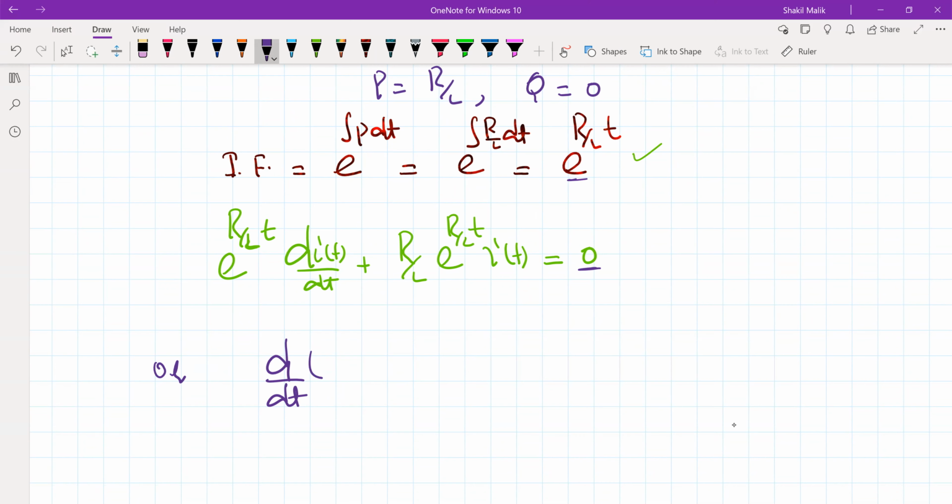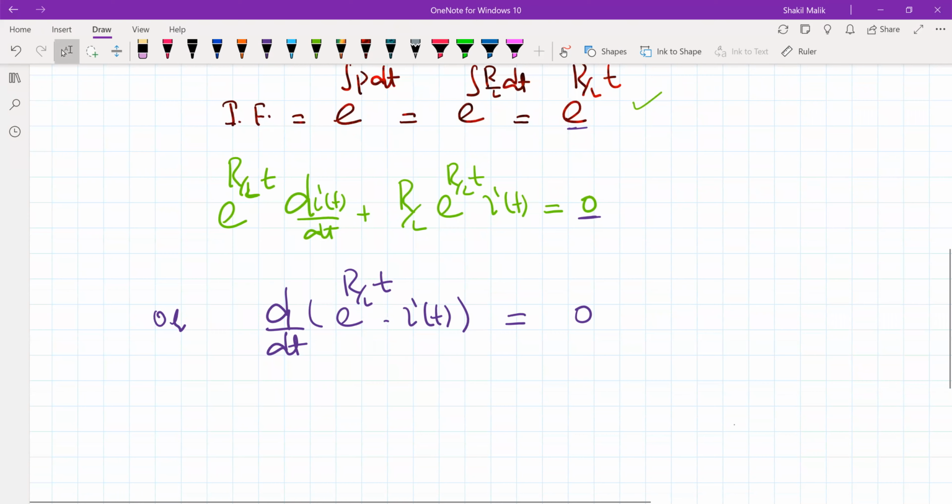So the left-hand side we can write as d by dt of e to the power of R by L t I of t is equal to 0. How? Because using the concept of the product rule of differentiation, the first term is the differentiation of it, then the differentiation of this, and I of t will be as such. Differentiation of this is R by L e to the power of R by L t.